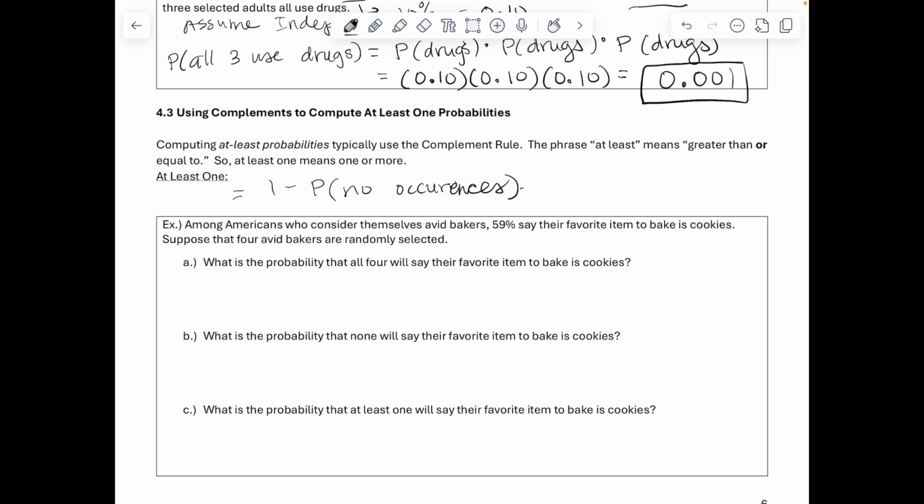And this is due to the fact that at least one means one or more. So the only event that we're not looking at is going to be no occurrences. And so remember, the total, adding up that sum of all those probabilities, is equal to 1, and then minus that probability of no occurrence.